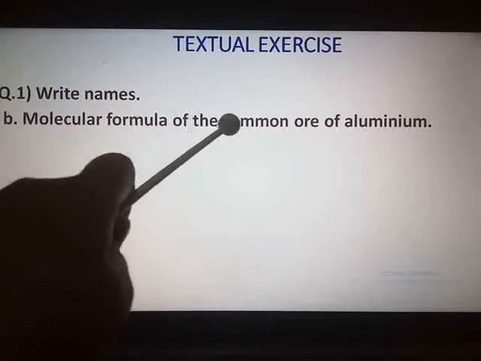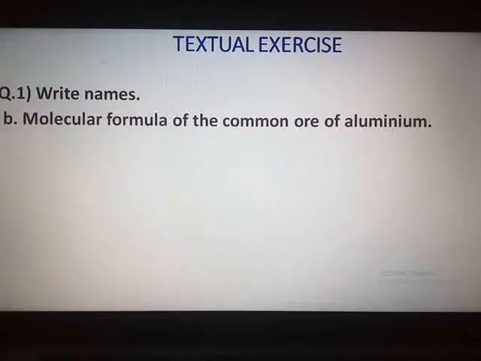Molecular formula of the common ore of aluminium. You have studied the entire process of extraction of aluminium, where you know that the ore of aluminium is bauxite. So its molecular formula is Al2O3·nH2O, that is Al2O3 with n number of water molecules.